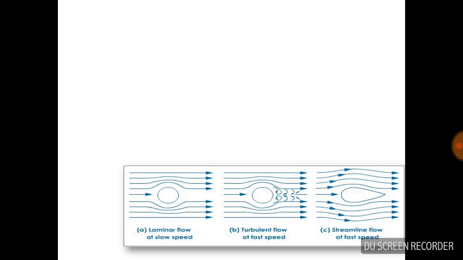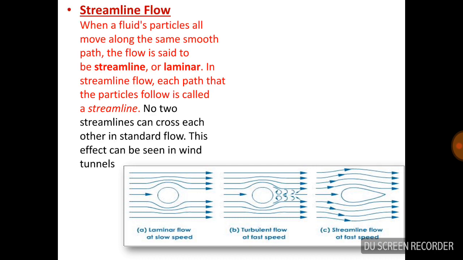What is streamline flow? What is turbulent flow? Here the images for different flows are given, for streamline and for turbulent. Now, what is streamline flow? When a fluid's particles all move along the same smooth path, the flow is said to be streamline or laminar. In streamline flow, each path that the particles follow is called a streamline. No two streamlines can cross each other.